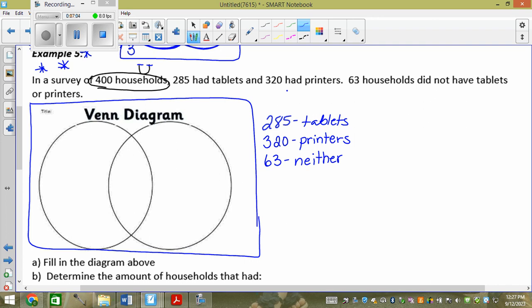Does anyone have any idea? Yeah. Algebra. Not wrong. Not where I was going, but not incorrect. We are going to use algebra. Did they give us the total? Yeah. Can we reverse total something? Yeah. Okay, let's try it out. So, if I take the total, which is 400, and I take off the 63 who have neither, what's left over?